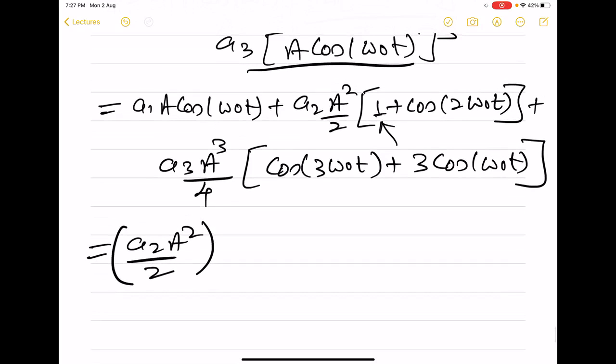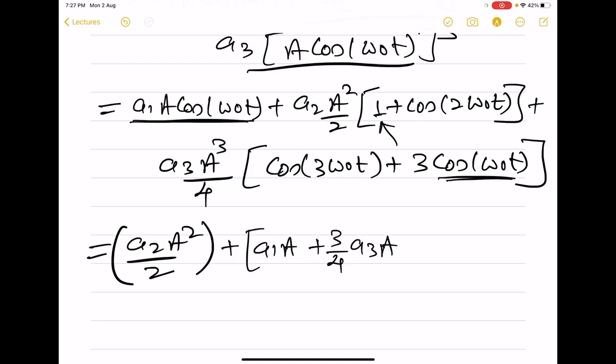And then we see that the third order term leads again to a fundamental component. So this fundamental will combine with the expected fundamental and give rise to a different fundamental now. So that is going to be A1 A plus 3 by 4 A3 A cube cos omega naught t.